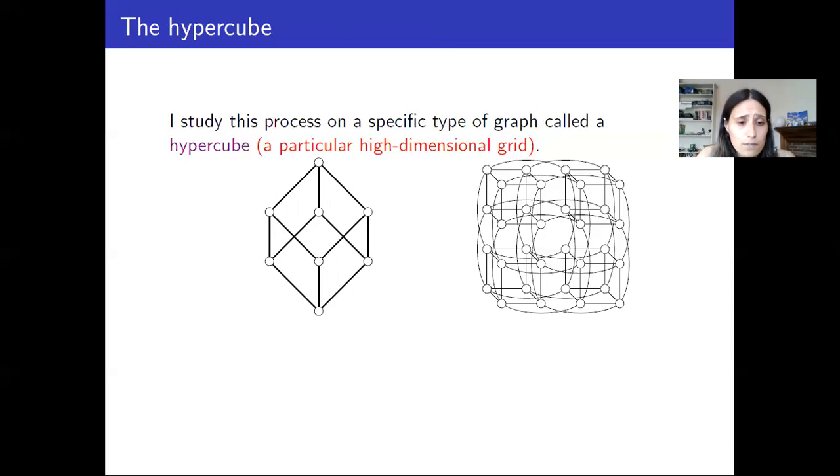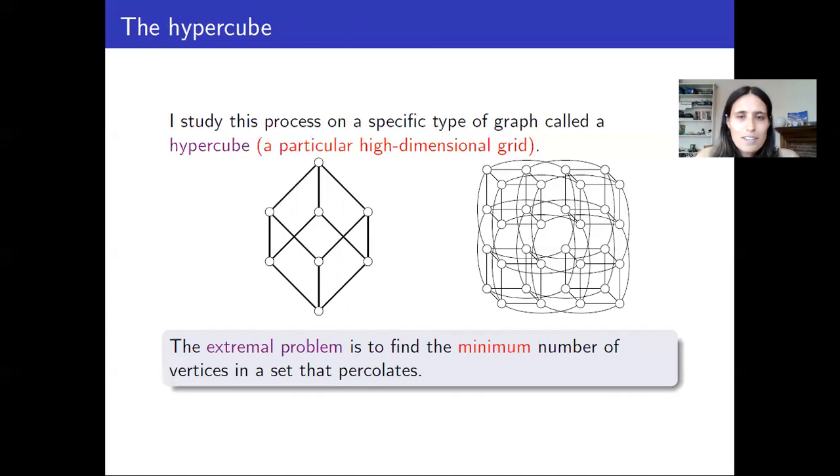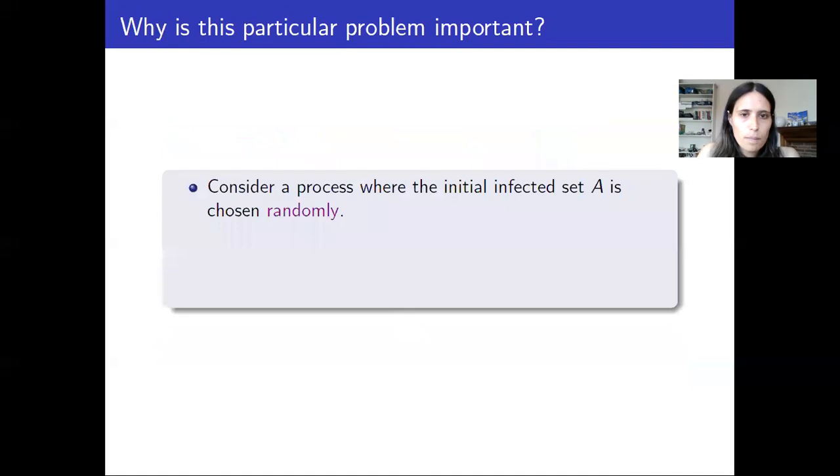And the question that I've thought about on these graphs is exactly the question I asked you about the grid. So the question is, what is the minimum number of vertices in a percolating set? So the minimum number of vertices that need to be initially infected so that when the process spreads as much as it's going to spread, eventually the whole network will be infected. We call this problem the extremal problem, to find the minimum number of vertices. So why are people interested in this extremal problem?